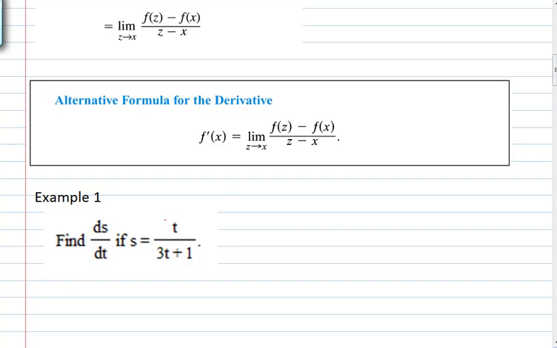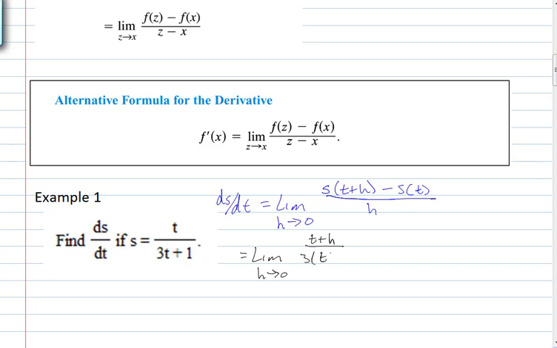And so we're going to find then the derivative by saying that ds dt, the derivative of s with respect to t, is going to be equal to the limit as h approaches 0 of s of t plus h minus s of t all over h. So this is going to be then the limit as h approaches 0 of t plus h over 3 times t plus h plus 1 minus t over 3t plus 1, all divided by h. Okay, we can do this though.